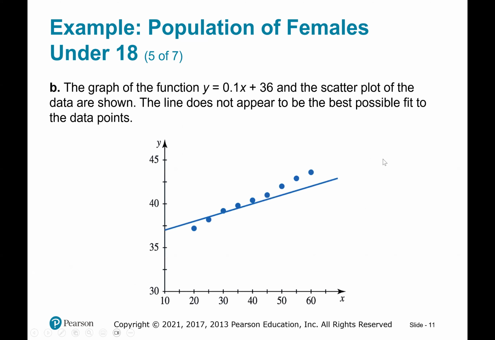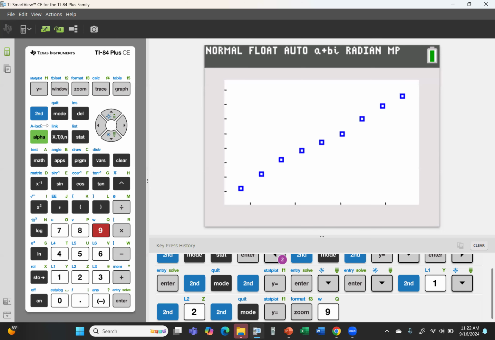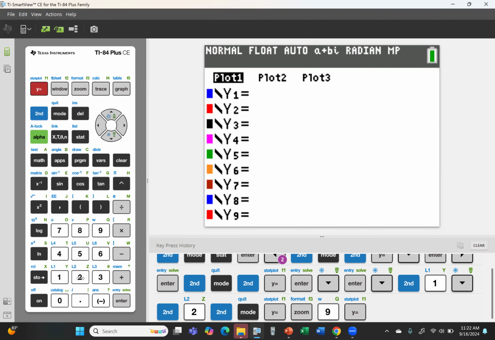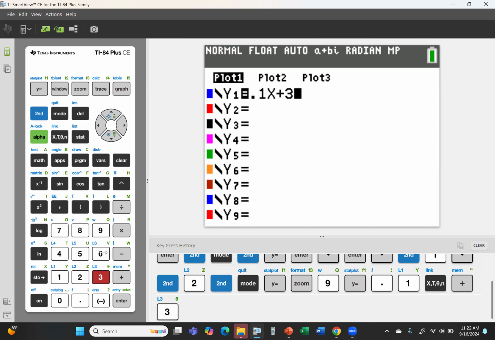And they want you to graph y equals 0.1x plus 36. So you're going to go to your y equals, and you're going to type in 0.1x plus 36. So I'm going to run over there and type it in. I'm going to go to my y equals, and we had 0.1x plus 36. And then just hit the graph button.